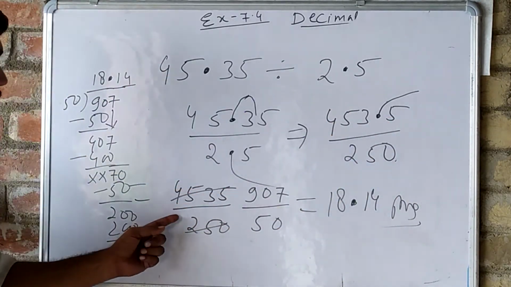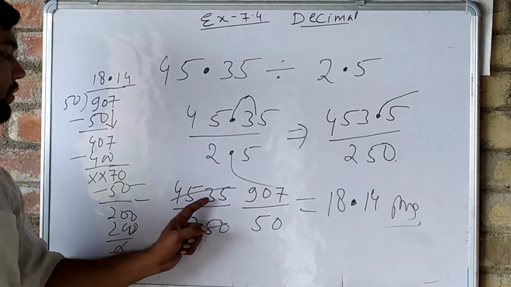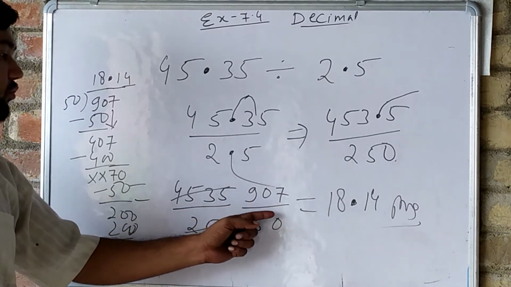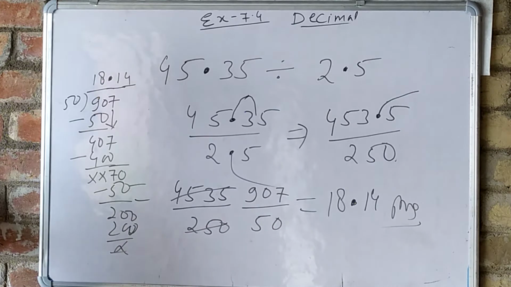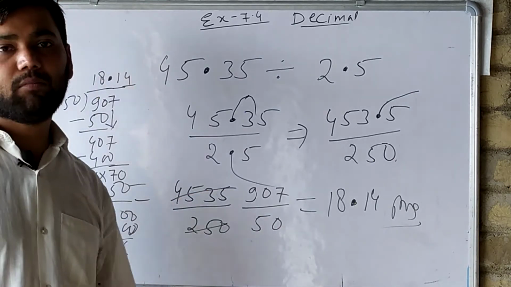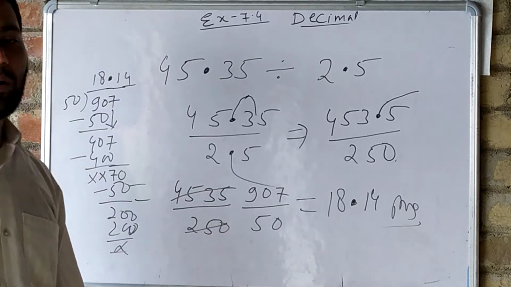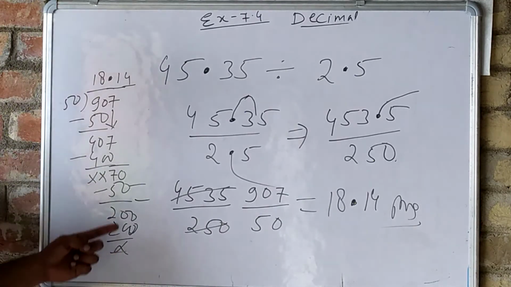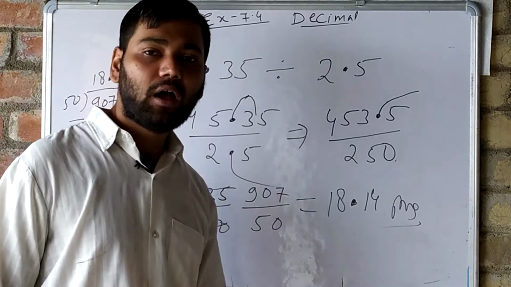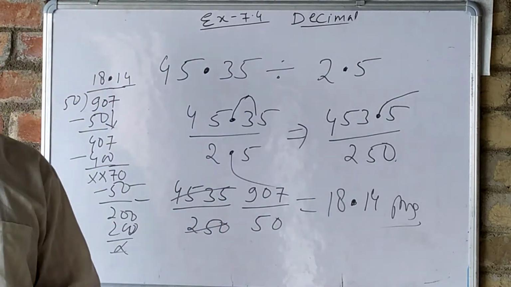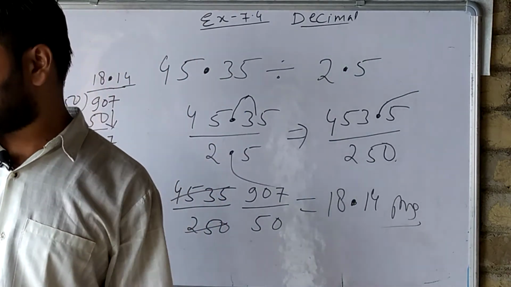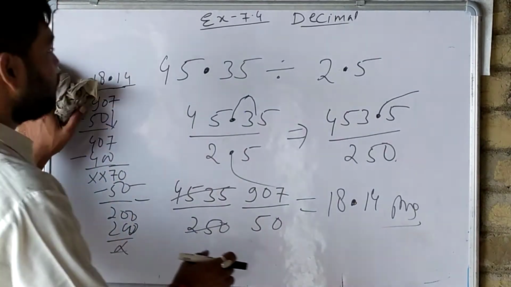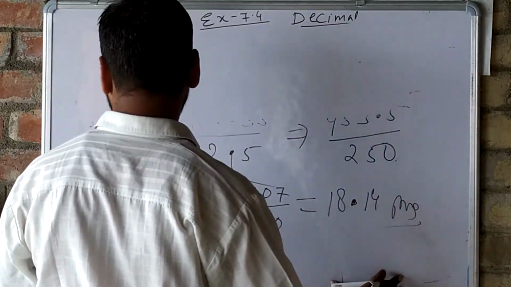Now it is converted to a fraction, 4535 upon 250. We have reduced it. After reducing, we will get 907 upon 50, and 907 is a prime number. It will not be reduced by 5 or any other number. So we have to divide only. After dividing, we will get the answer in decimal form, that is 18.14. Okay, so it is very easy. I will suggest you to adopt this method of division.